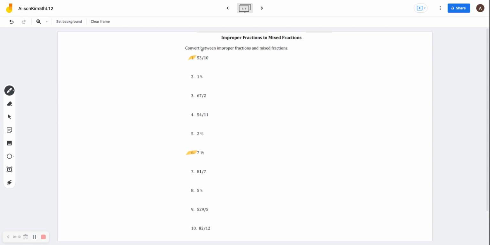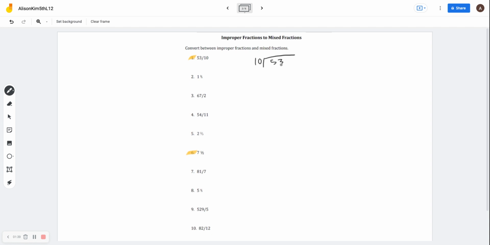In order to do that, we will be dividing, because a fraction like 53 over 10 is the same thing as dividing. You see this slash right here; you just need to think of it as a division symbol. So it'll be 53 divided by 10. The 10 will go on the outside while 53 goes on the inside. And then we just divide.